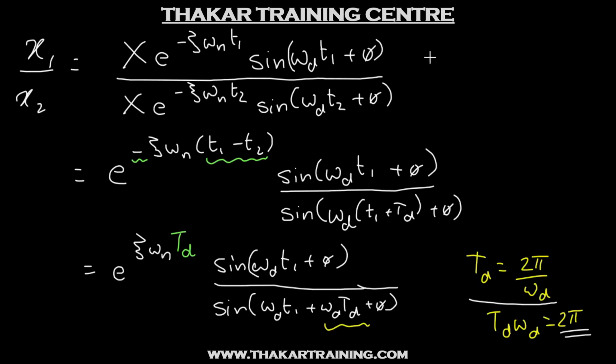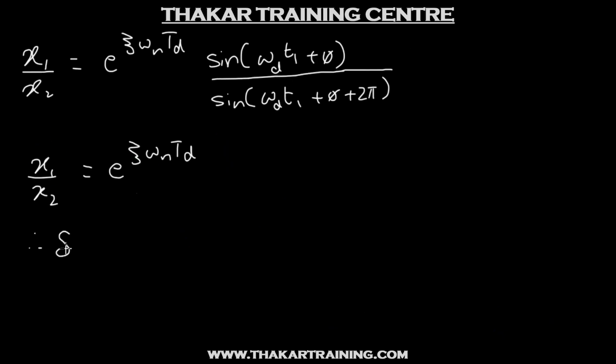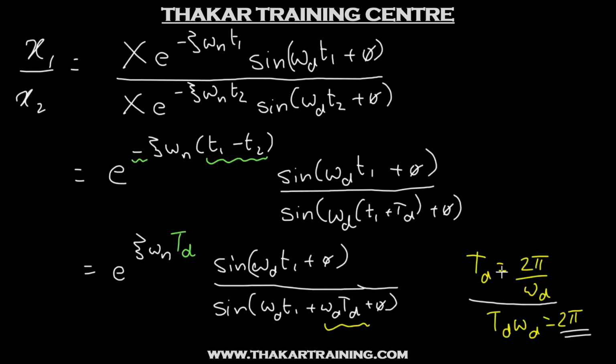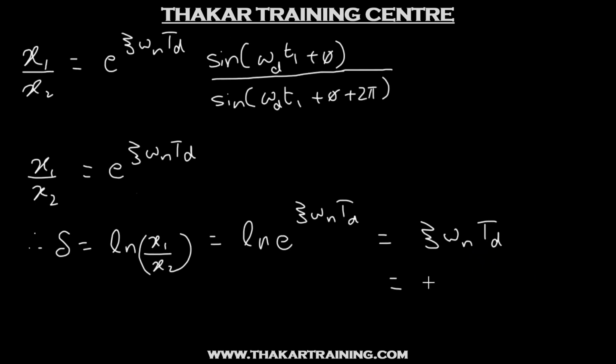Now what we want is delta, that is log of x1 upon x2. So delta will be log of x1 upon x2, that is log of e raised to zeta omega n td. So this will become zeta omega n td. Alright. So delta is nothing but zeta omega n td. Now what is td? I'll just use this relation, td equal to 2 pi by omega d. So this is zeta omega n into 2 pi by omega d.